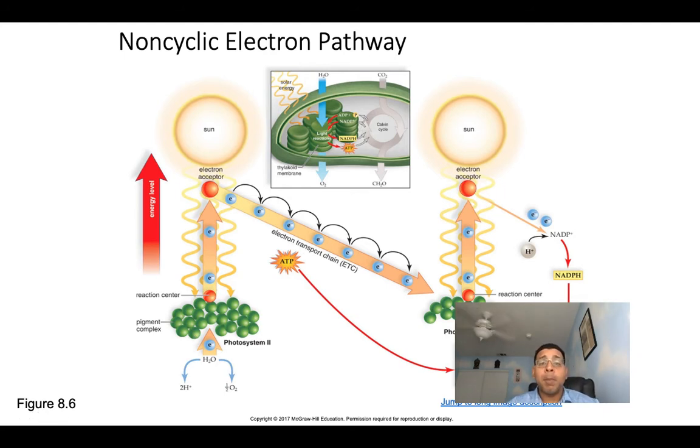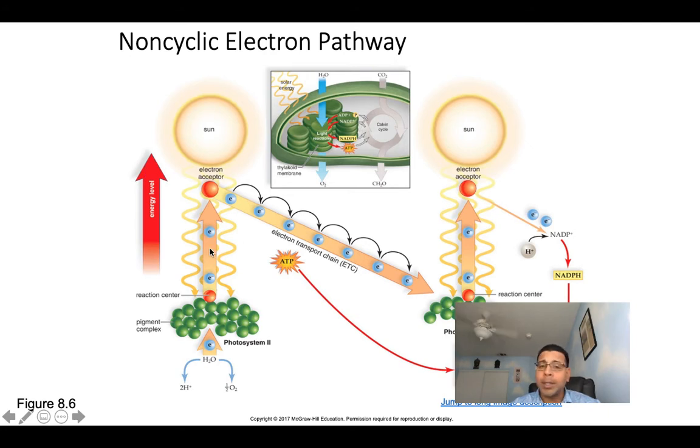The non-cyclic pathway begins with photosystem 2. The pigment complex absorbs solar energy, which is then passed from one pigment molecule to another until it is concentrated in a particular pair of chlorophyll A molecules called the reaction center. Electrons in the reaction center chlorophyll become so energized that they escape from the reaction center and move to a nearby electron acceptor.